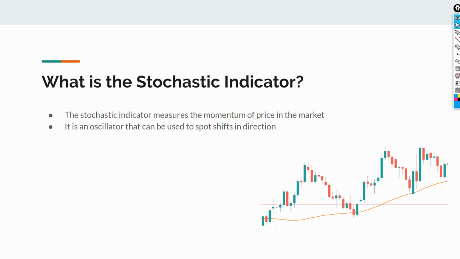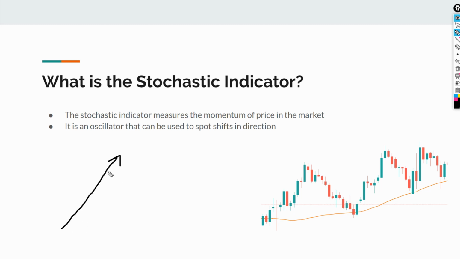What exactly is the stochastic indicator? Well, the stochastic indicator is essentially a tool that measures the momentum of a price direction in the market. So as prices are moving one way or the other, the stochastic indicator is going to be looking to measure the momentum at which the market is traveling. You can kind of visualize it if we grab our pen here. A market is either moving up or it's moving down. And if it's moving up, then the stochastic is going to try and measure how strong the market is moving.